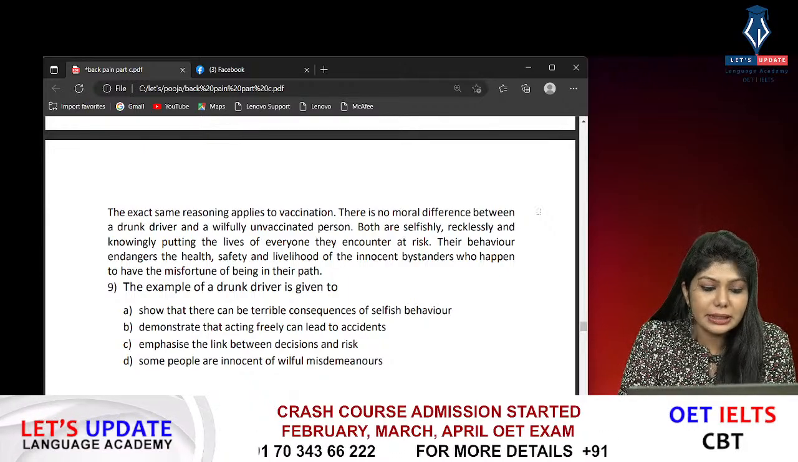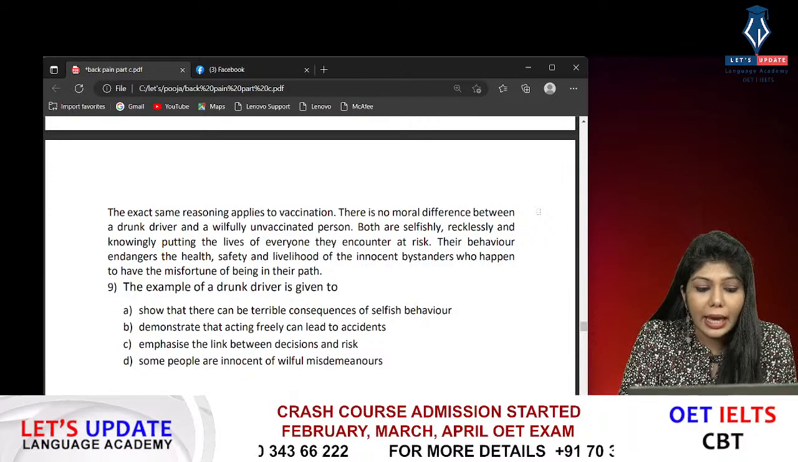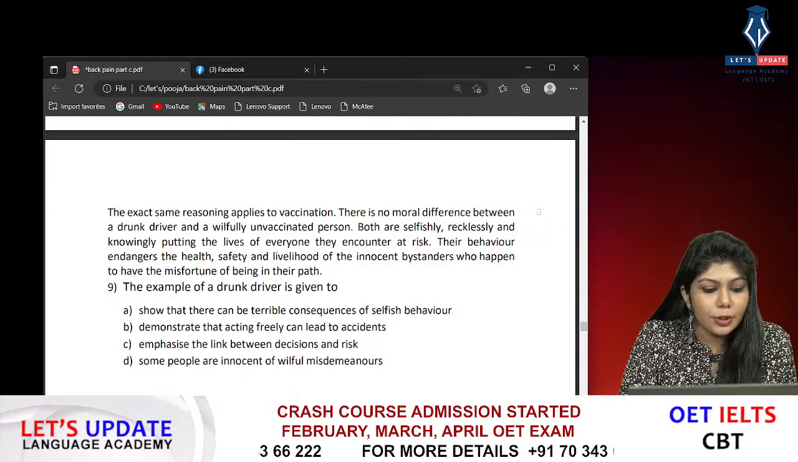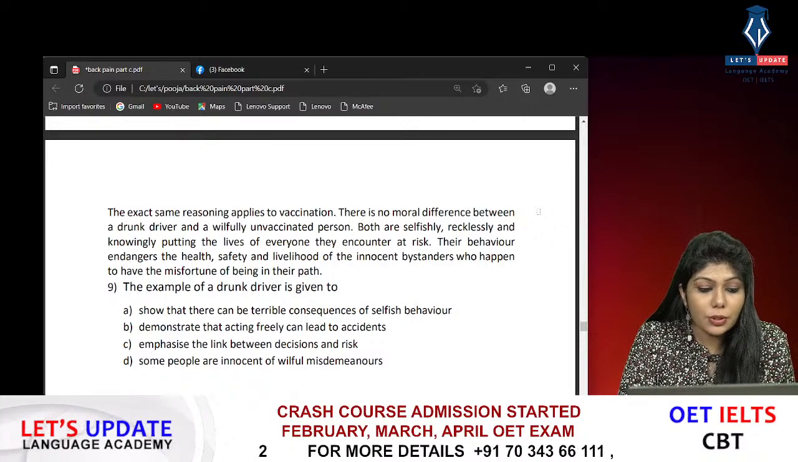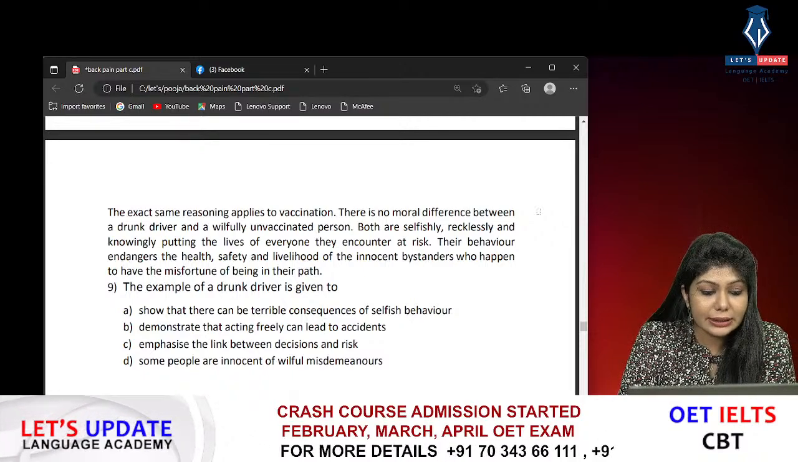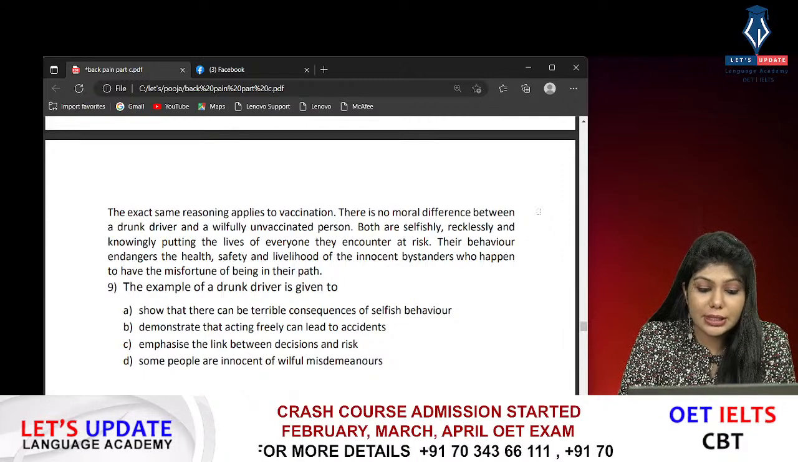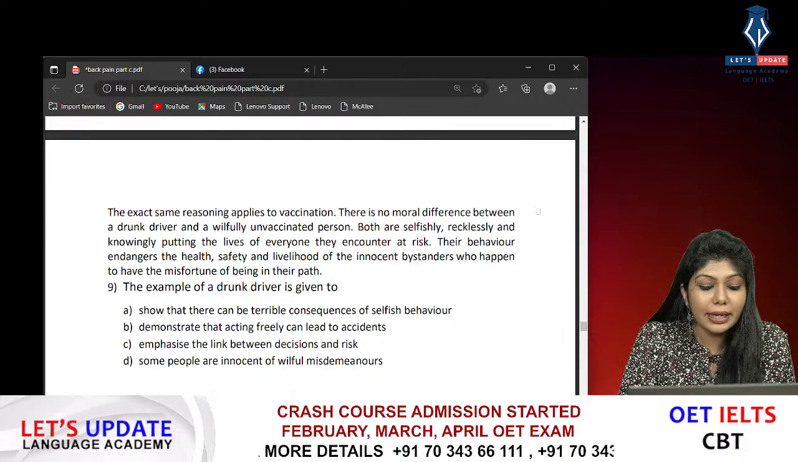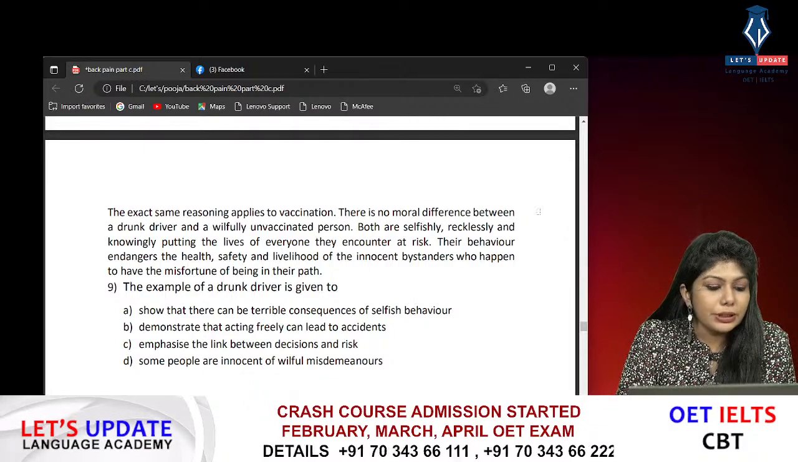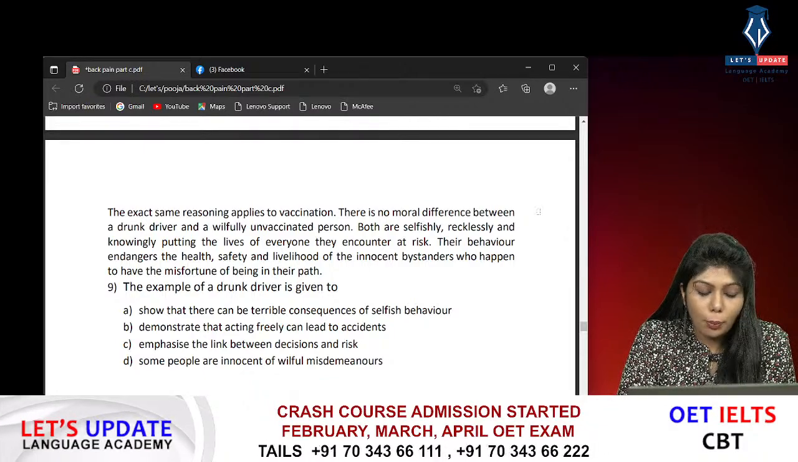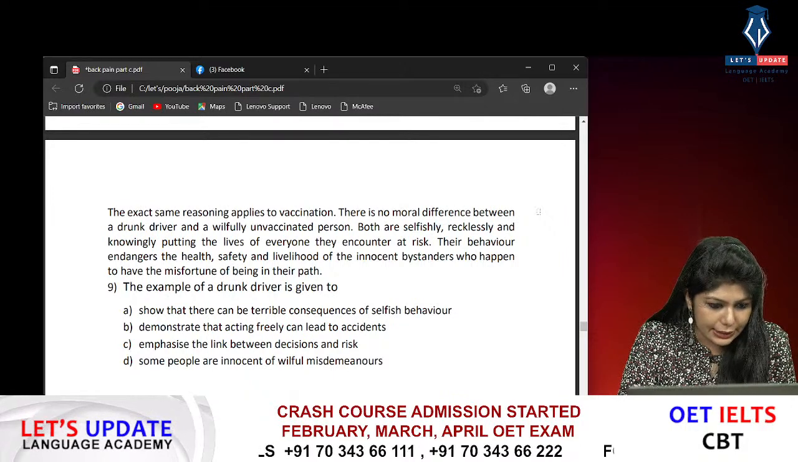So that was what the paragraph was about, and the question is: the example of a drunk driver is given to. The options are: A, show that there can be terrible consequences of selfish behavior; B, demonstrate that acting freely can lead to accidents; C, emphasize the link between decisions and risk; D, some people are innocent of willful misdemeanors. So these are the four options, and what do you think the answer is?